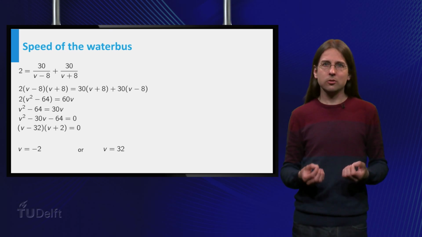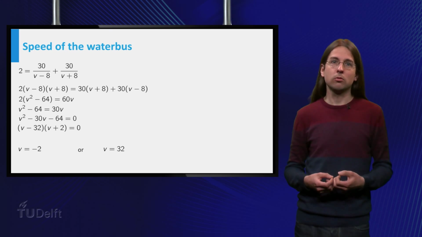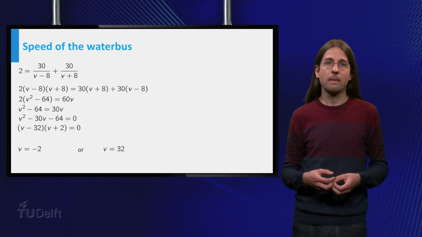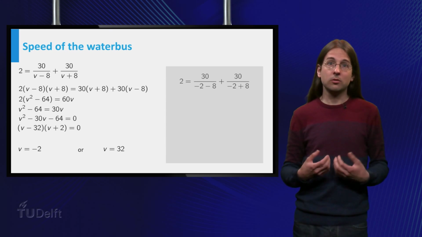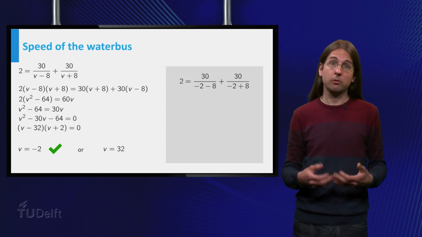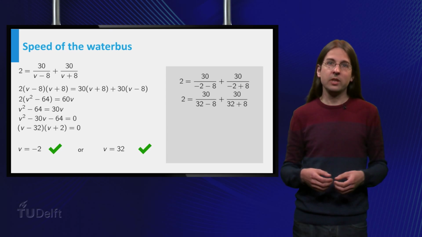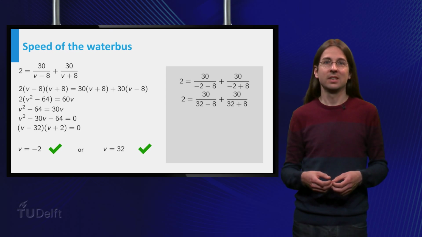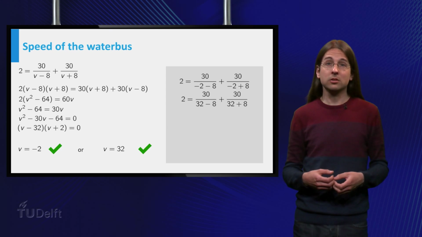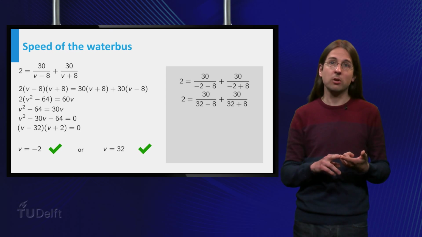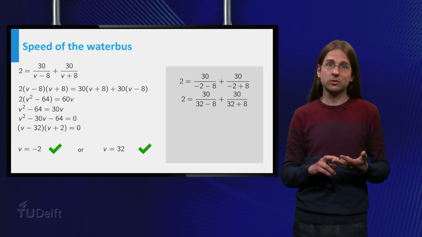You should always check your solutions by plugging them back into the original equation. If we plug these results into the original equation, we obtain for v equals minus 2 that the equation is valid, and for v equals 32 as well. In summary, we have found our solutions by first simplifying the equation, then solving the simplified equation, and finally checking the results in the original equation.